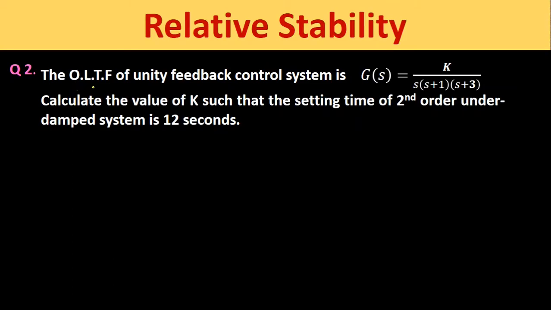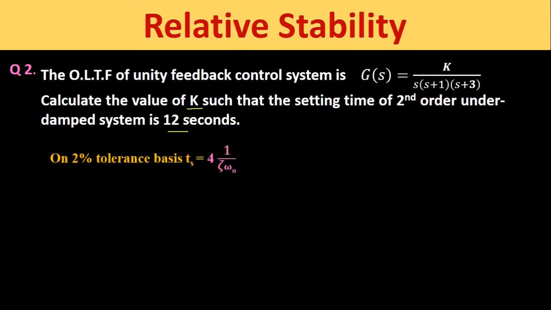So question number 2 is: the open loop transfer function of a unity feedback control system is G(s) = K divided by s into (s plus 1) into (s plus 3). Calculate the value of K such that the settling time of a second order underdamped control system is 12 seconds. So here in this question we have to find out the value of K, and the settling time of the second order underdamped system is given, which is equal to 12 seconds.